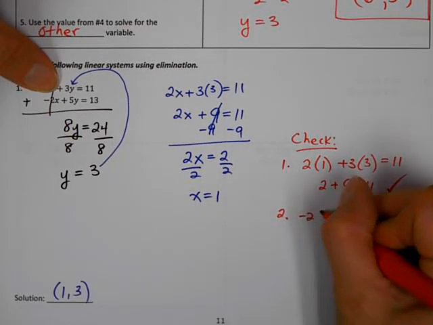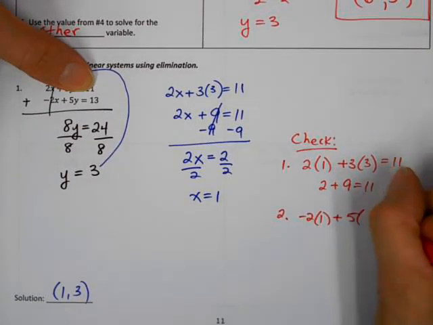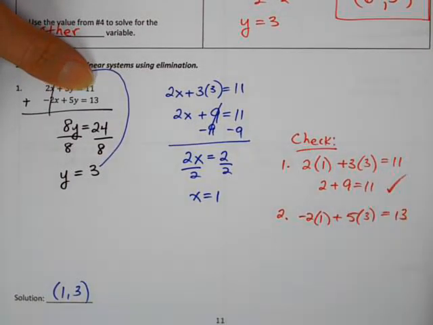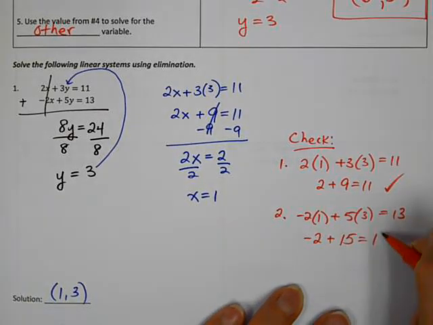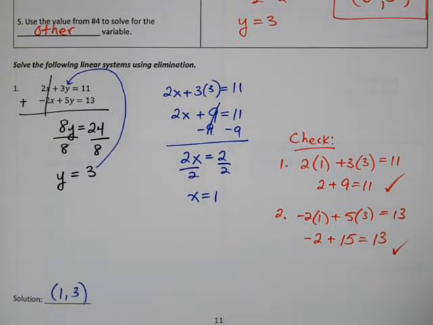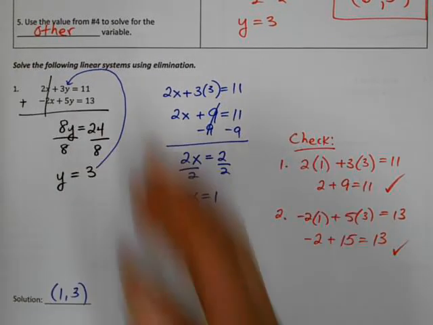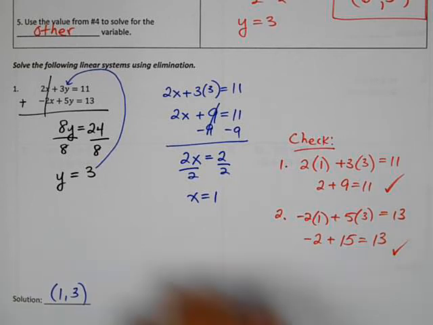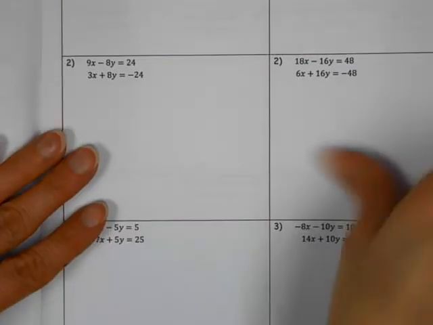Negative 2 times x plus 5 times the y equals 13. Does negative 2 plus 15 make a 13? Indeed it does. Okay, so checking your solution, that's old. The only thing that's really new here is how we line them up and get them ready for elimination. Okay, and then substituting the one number in to find the other. That should be just like yesterday.